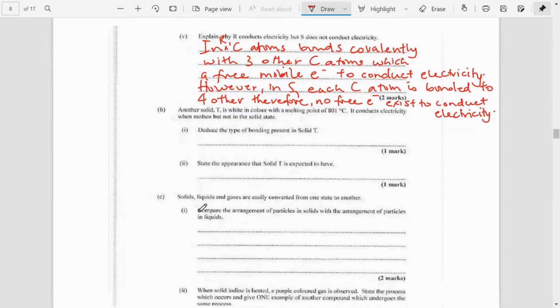Another solid T is white in color with a melting point of 801 degrees Celsius. It conducts electricity when molten but not in solid state. So they gave us 3 clues. White in color, melting point of 801, conducts electricity when molten but not in the solid state. Deduce the type of bonding present in solid T. Of course, the type of bonding present is ionic bonding.